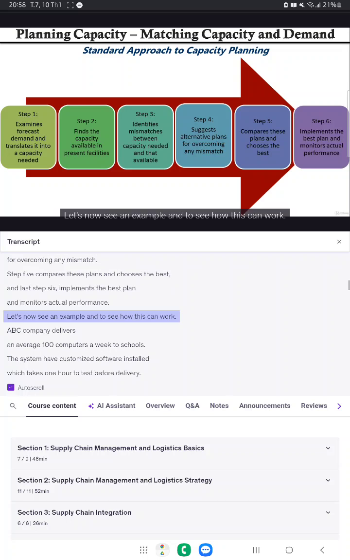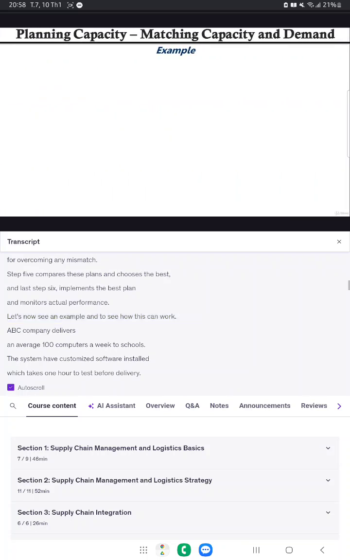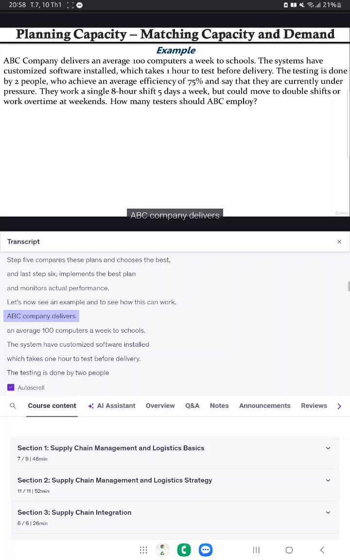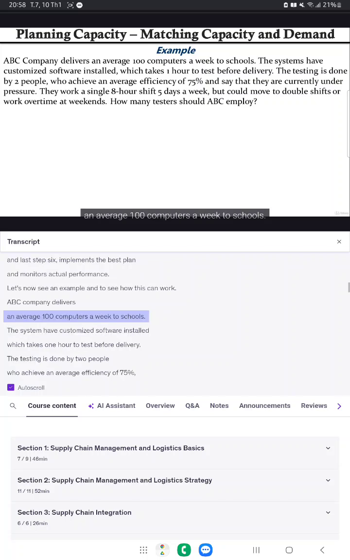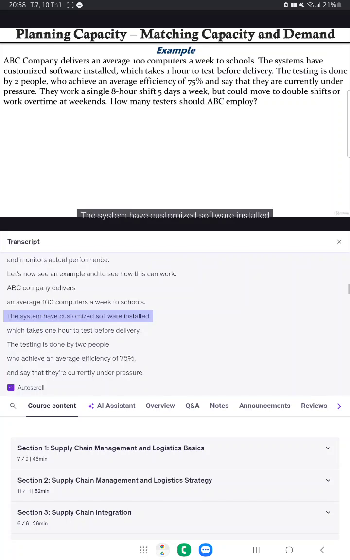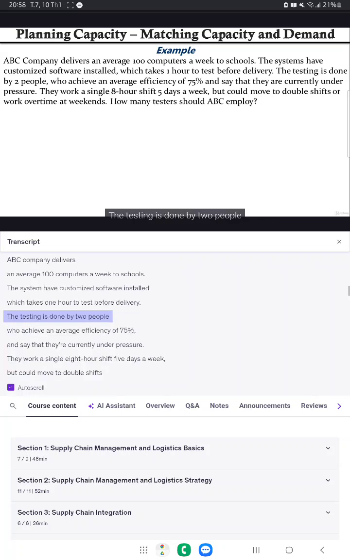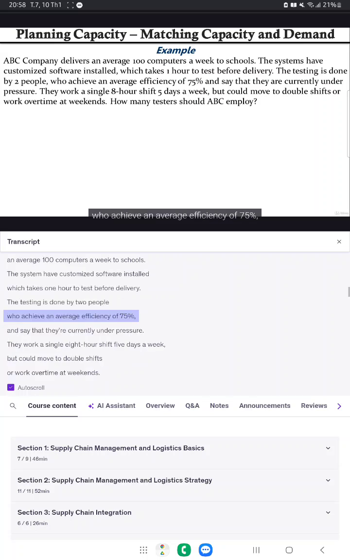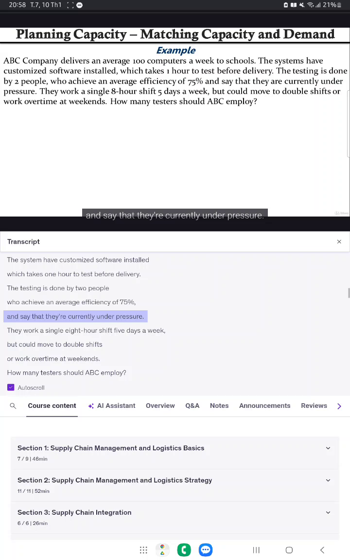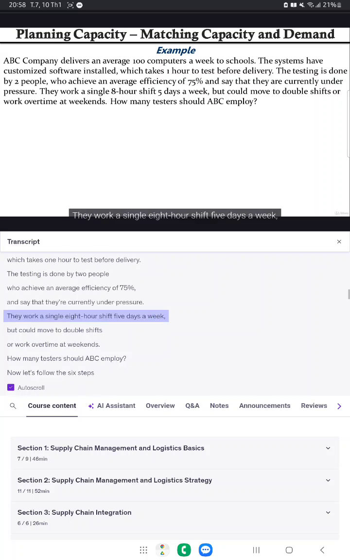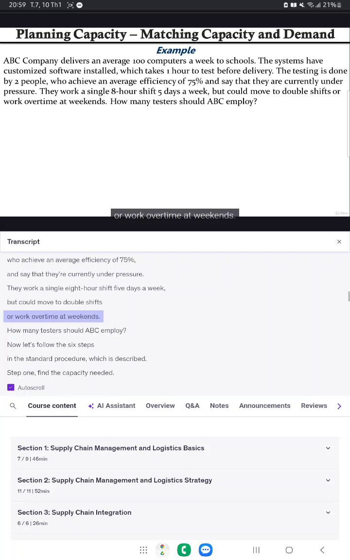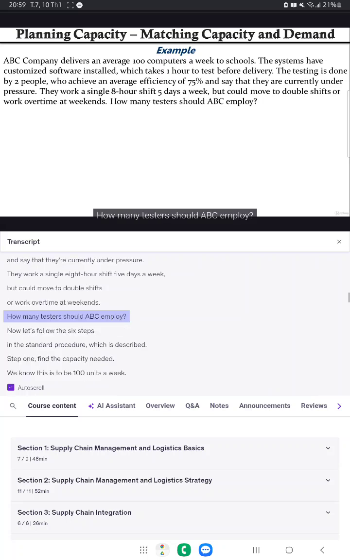Let's now see an example and see how this can work. ABC company delivers an average of 100 computers a week to schools. The systems have customized software installed, which takes 1 hour to test before delivery. The testing is done by 2 people who achieve an average efficiency of 75% and say that they are currently under pressure. They work a single 8-hour shift 5 days a week, but could move to double shifts or work overtime at weekends. How many testers should ABC employ?